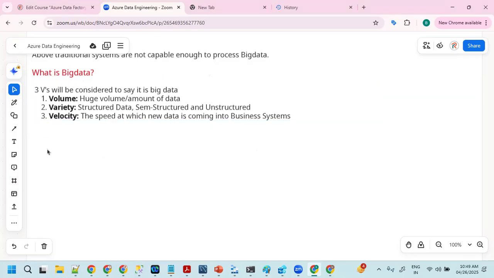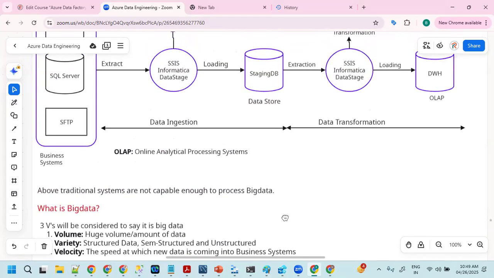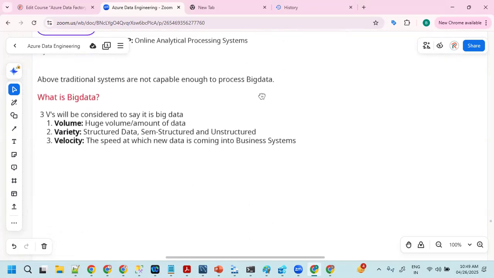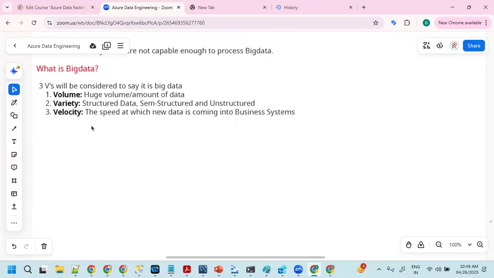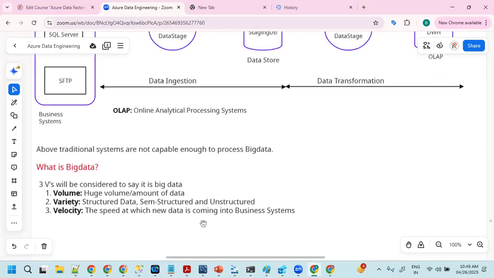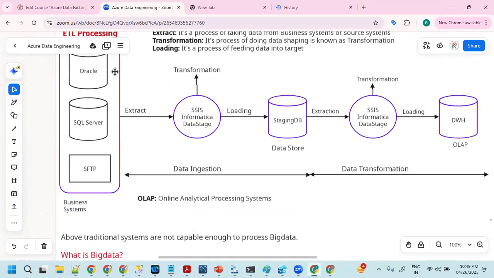So if you have these three characteristics, then we can say that is big data, and the above systems are not going to process your big data. And this is the place where Hadoop was introduced. To provide the solution for your big data, we got Hadoop.